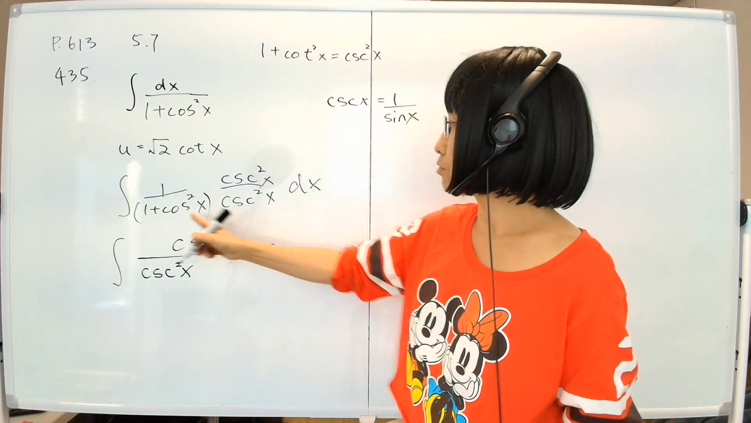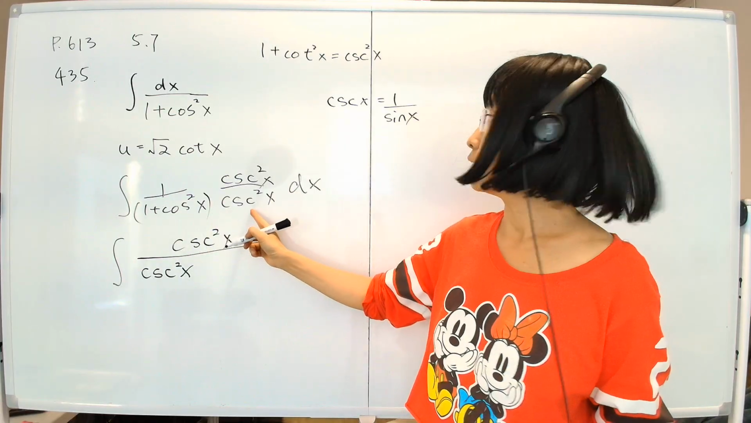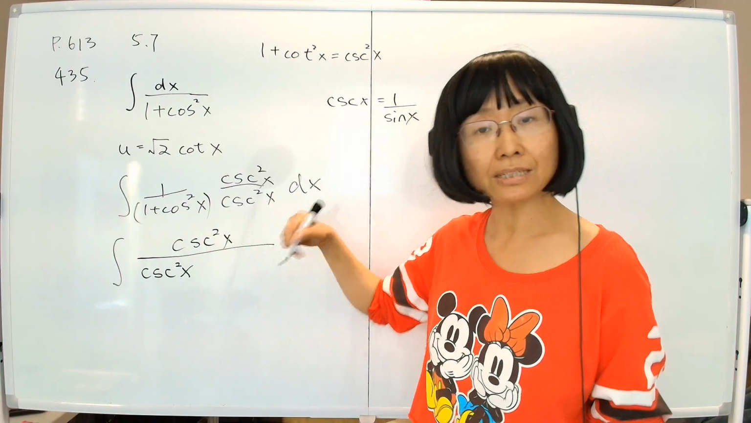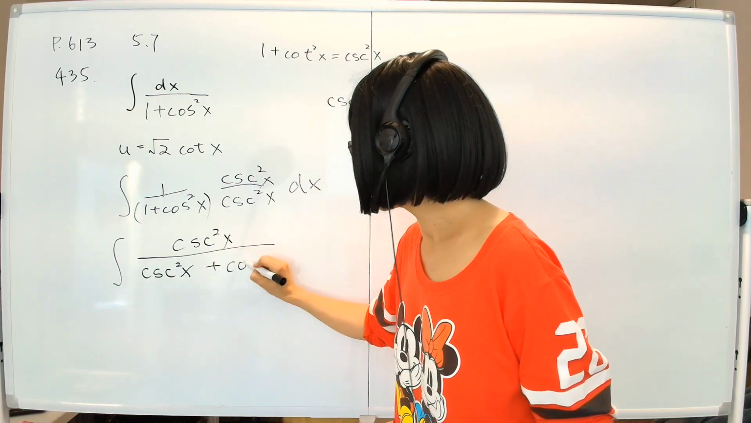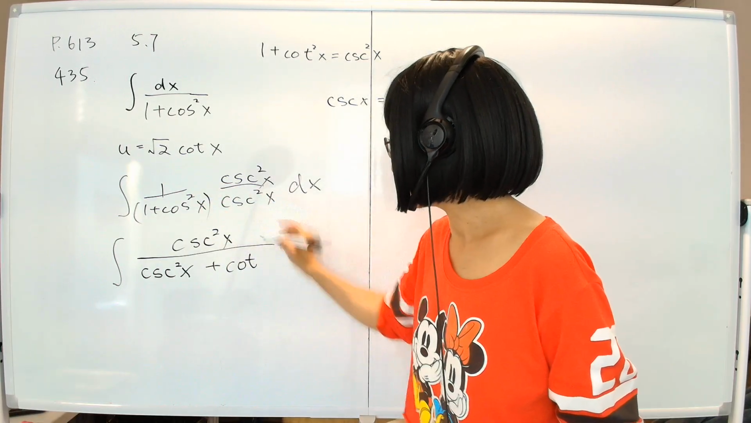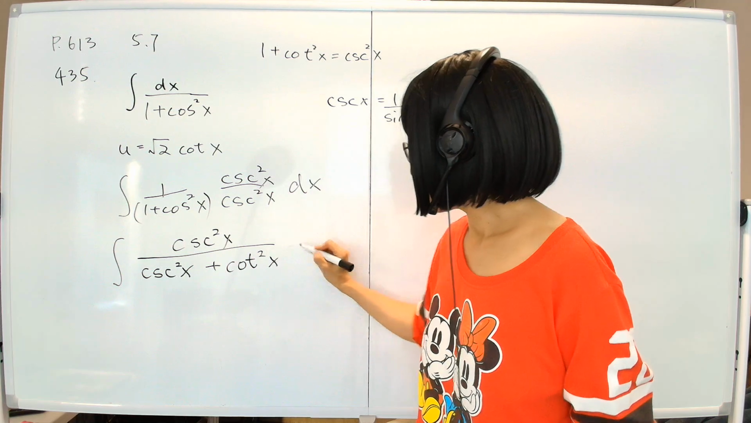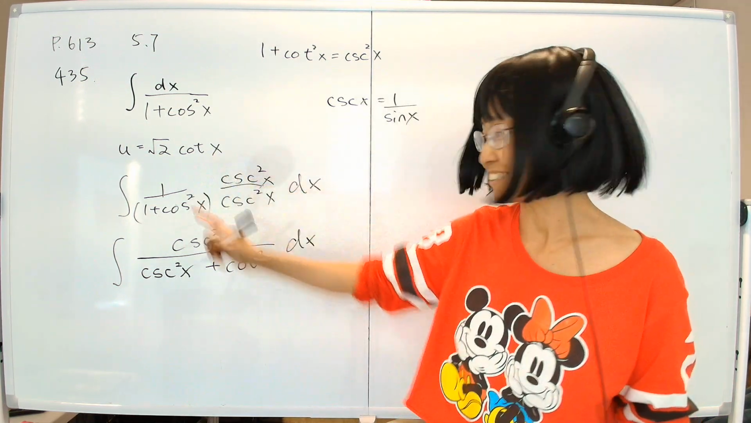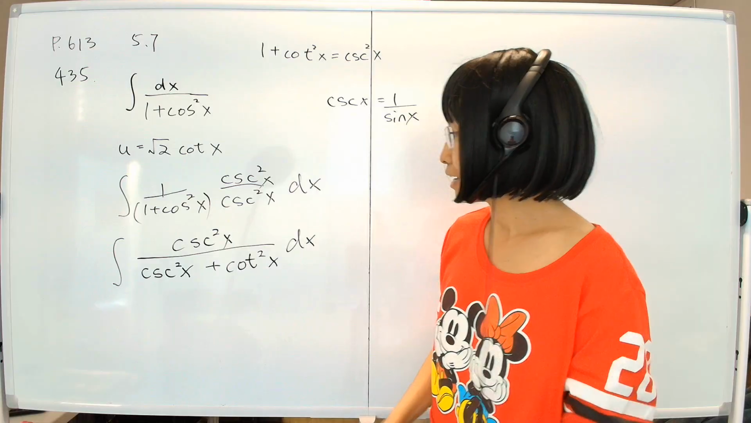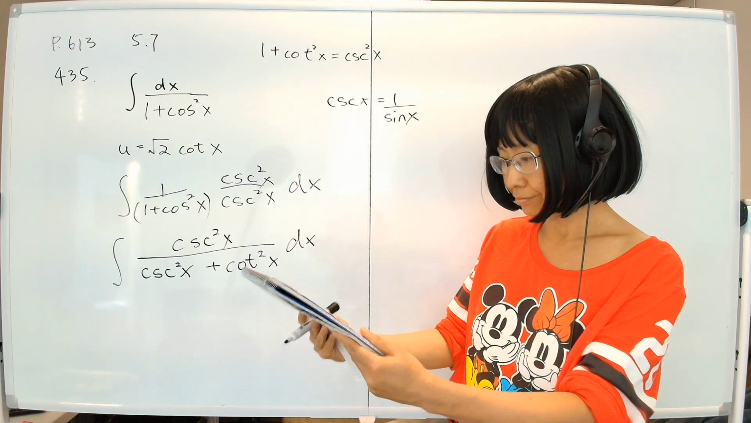So then cosine times cosecant is equal to cotangent. Cotangent is cosine over sine. So this becomes cotangent squared x. Now at this point, we finally got to the cotangent, right? So far so good. And then now we're going to do the u trick.